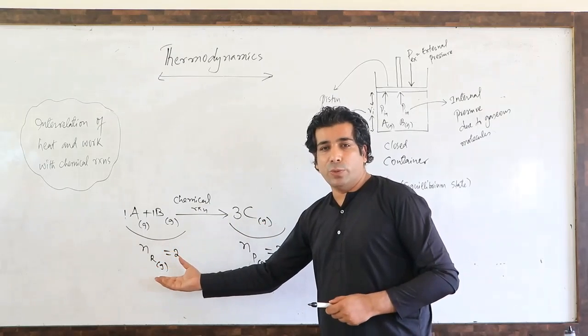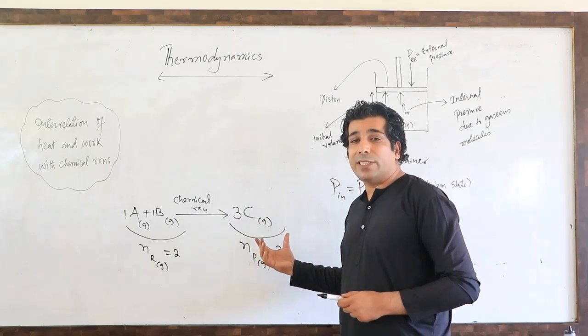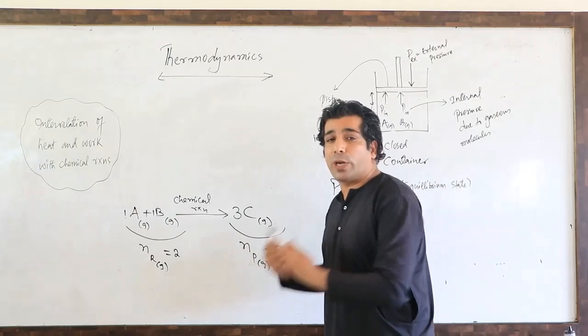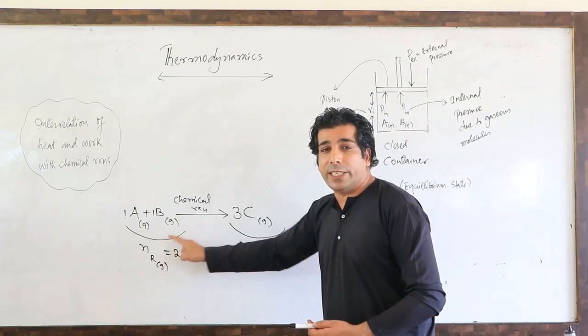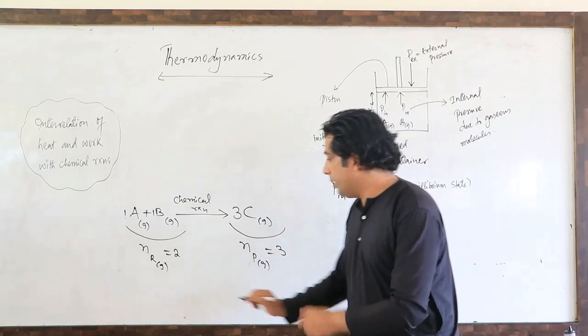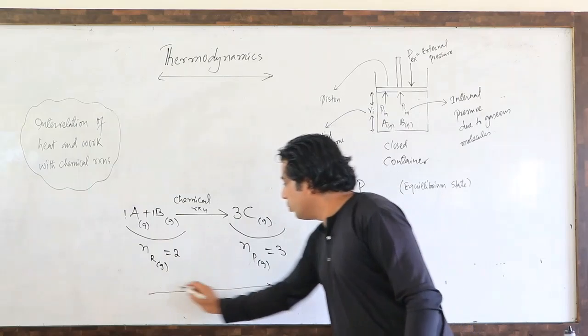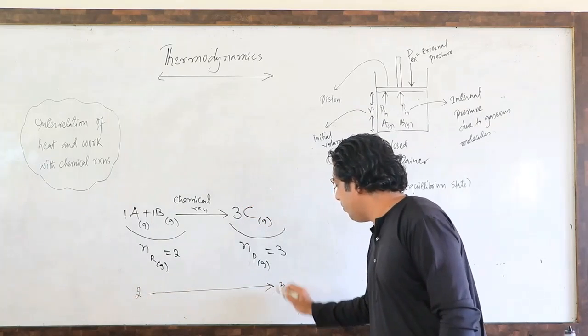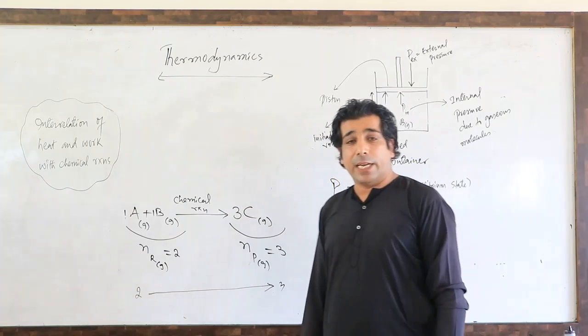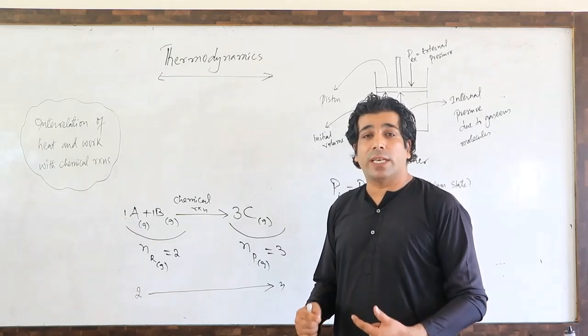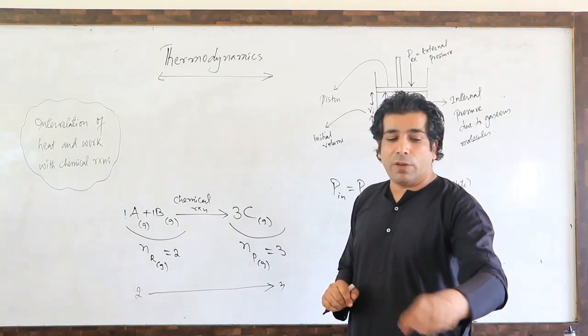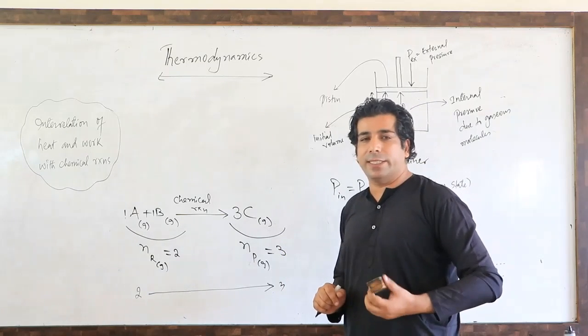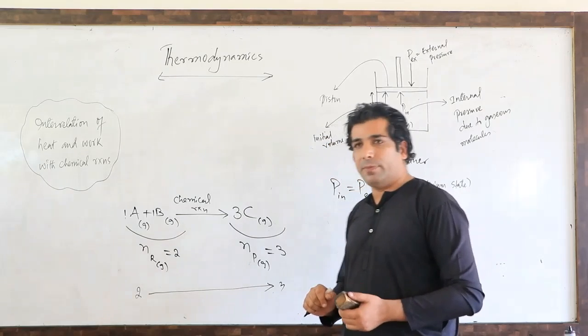Reactants have only 2, but products are 3. That means reactants are changing into products. That means here in this process, 2 moles are changing into 3 moles. Yes? That means the number of gaseous moles are increasing. So when the number of gaseous moles are increasing in the system, then what will happen, my dear friends?